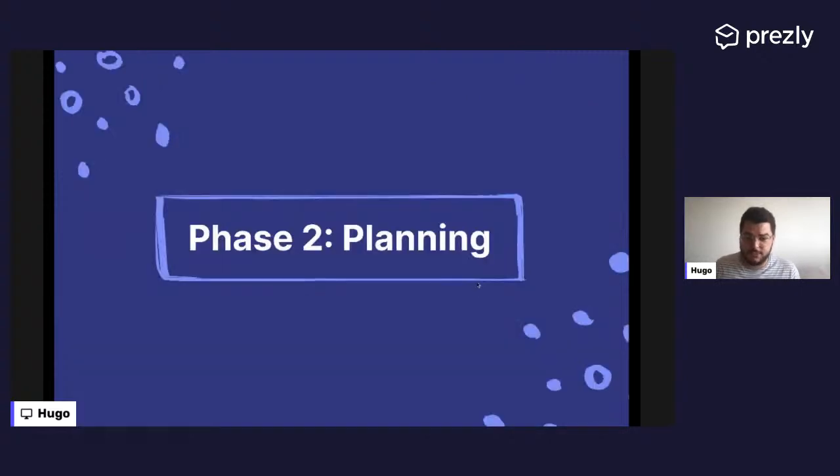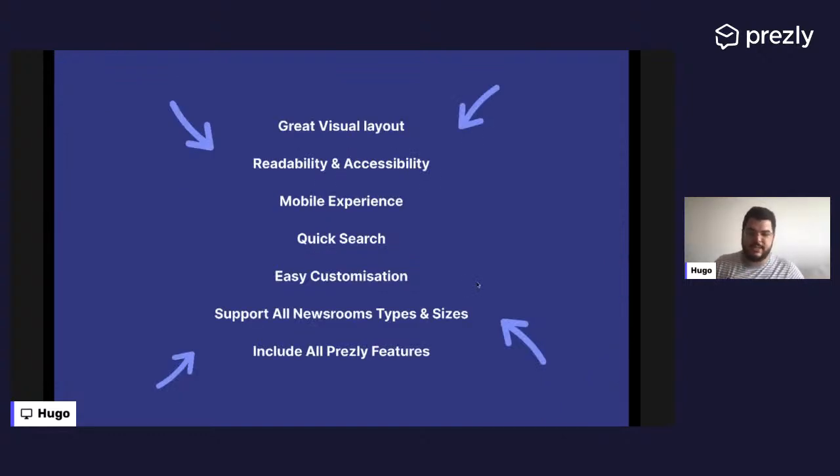So yeah, phase two was planning. We knew that we wanted to build the best newsroom in the world, but we also needed some guides to do it. What should we include in that newsroom? So basically we made this, which at this stage was a wish list of things to accomplish in order to make that happen. It needed to have a great visual layout. It needed to be easily readable and accessible. That includes having a fantastic mobile experience.